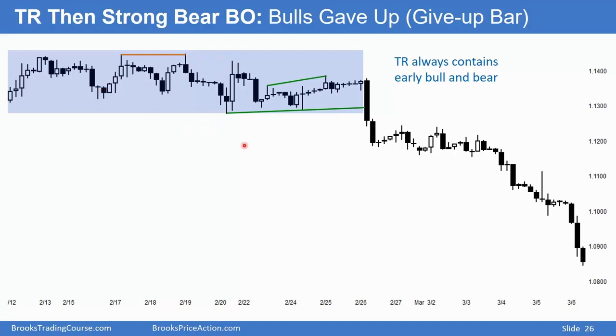Trading range always has both an early bull trend and an early bear trend. 50% chance the bulls will win, 50% chance the bears will win. Highest probability, don't enter until you see a very strong breakout. Lower highs, lower lows, bear trend, higher lows, higher highs, bull trend.